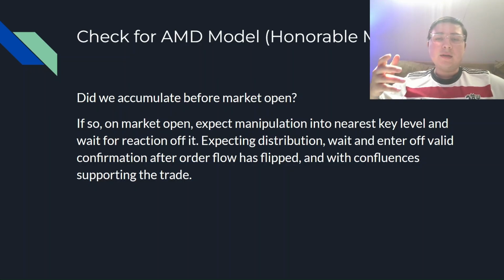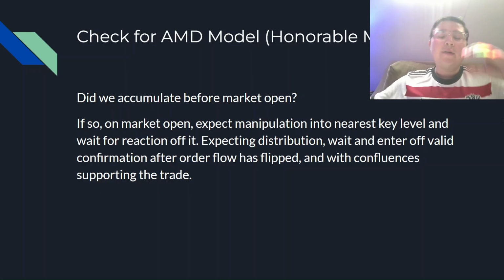For example, yesterday or 2 days ago, I had a manipulation. I had a bearish bias, accumulation for market open, and a manipulation into a bearish key level. It reacted, respected that key level, got an inverse, change in state of delivery, targeting a 1-to-1 to the downside. Hit. Super easy. So I usually ask myself, do we accumulate before market open?